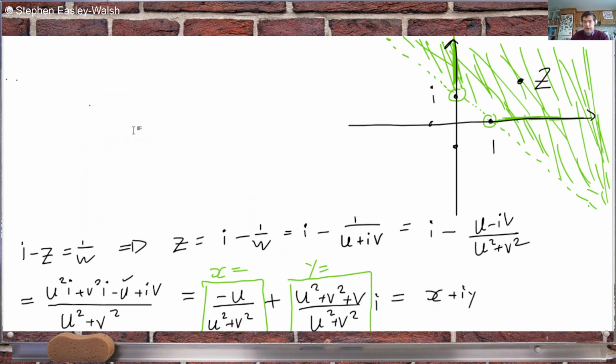x plus y is more than 1. Okay, so just remember that x plus y is more than 1. So if I add these two together, it should be more than 1. So that's u squared plus v squared plus v minus u over u squared plus v squared should be more than 1. Can I factorize? That'd be really nice. Could I?